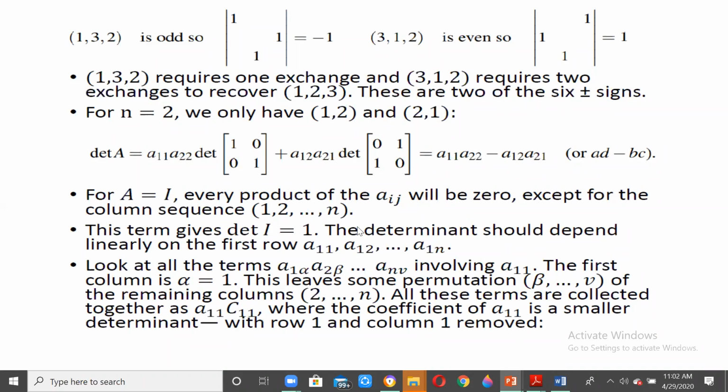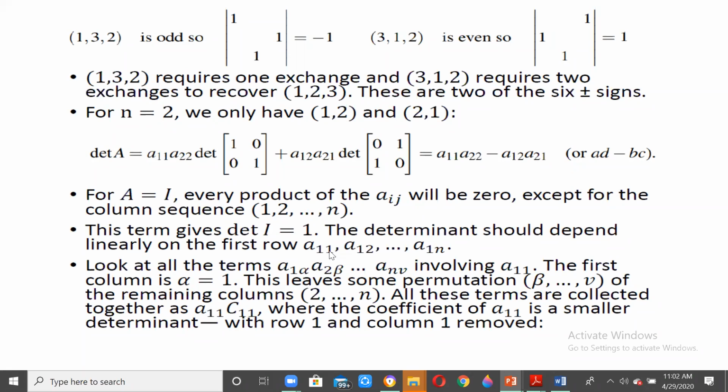So the determinant should depend linearly on the first row, a11, a12 and a1n. So this is rather important. The determinant should depend linearly on the first row. Correspondingly, it can depend on the first column also, because column and row are just transposes of each other. So using this, we are trying to multiply the other terms in the expansion.